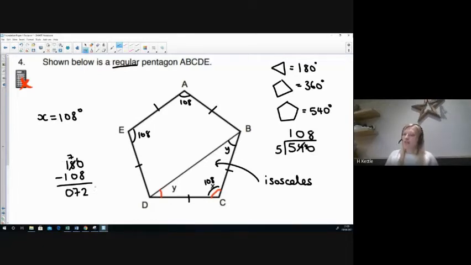So I've got 72 degrees left to share between these two. And because they're the same, they must be half each. And half of 72 is 36. So Y is 36 degrees. We've got 36 degrees on this side and 36 degrees on this side.